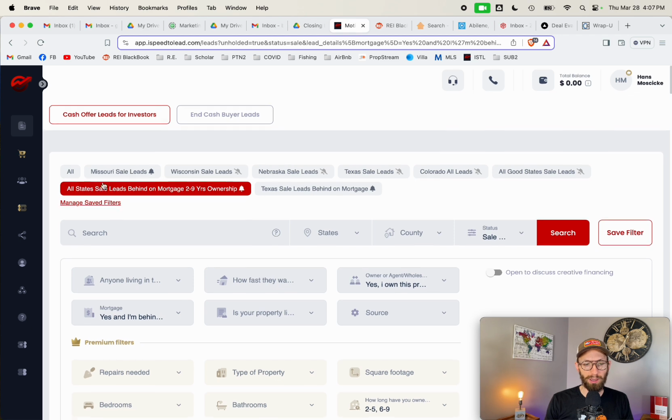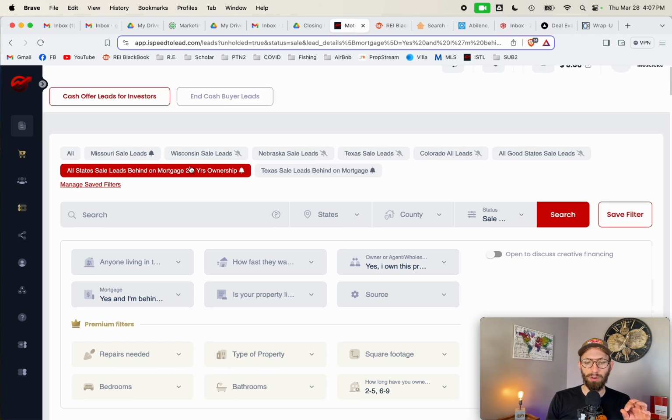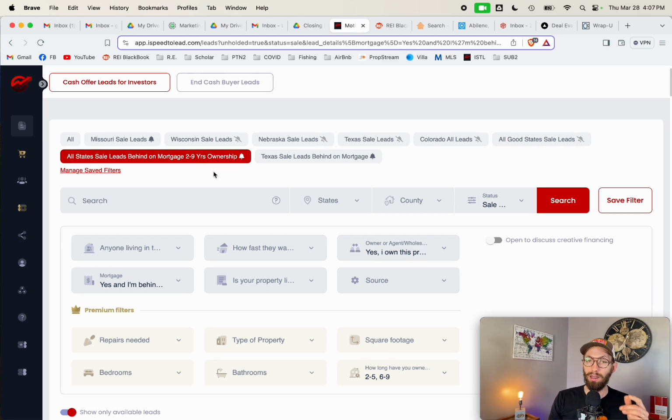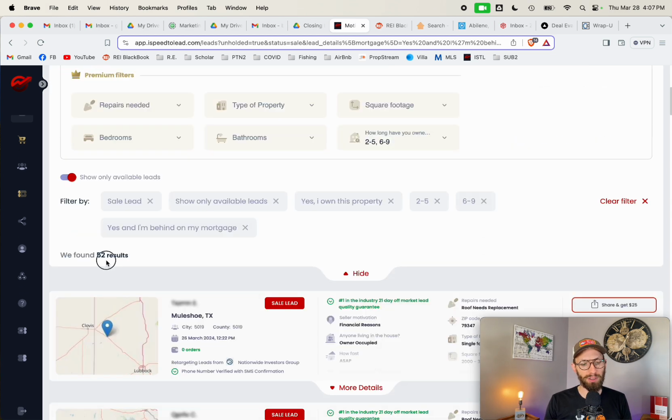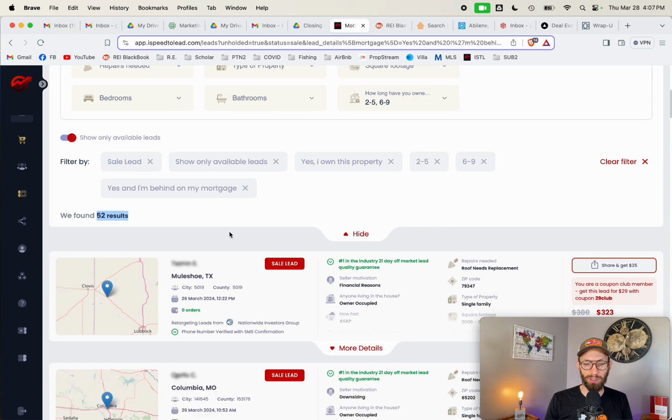So what you can actually do, I have a little filter here where I say, here's all states. These are sale leads, but these are people behind on their mortgage and they've owned the property from 2 to 9 years. Okay, I'm not going any longer than 9 because they probably have too much equity for it to be a good Sub2. But when I put that filter on, there's 52 results, 52 potential deals that could make for Sub2 deals.